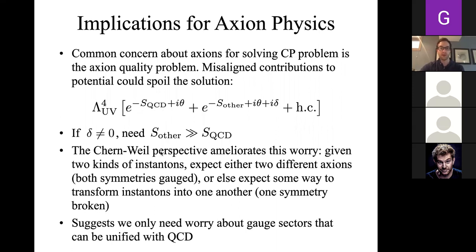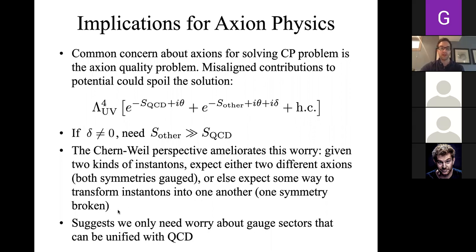The Chern-Weil perspective doesn't completely get rid of this worry, but it helps somewhat. Because given 2 types of instantons, we either expect, A, that we'll have 2 different axions which couple to them, in which case both Chern-Weil symmetries are gauged by these axions, or else we expect that we need one of the symmetries to be broken, so that one type of instantons can sort of transform into the other.